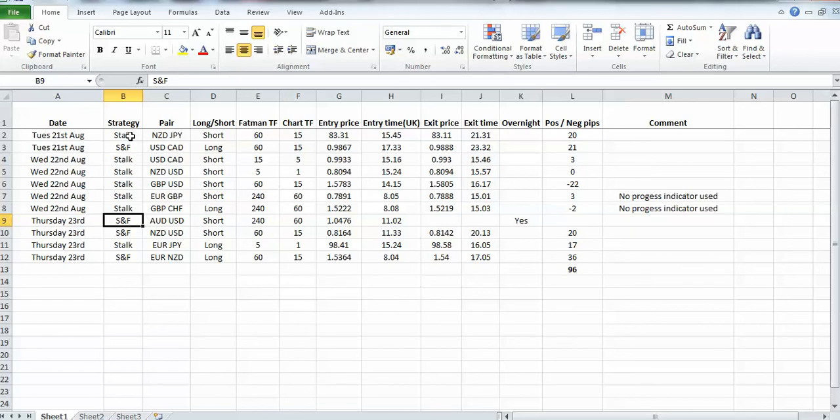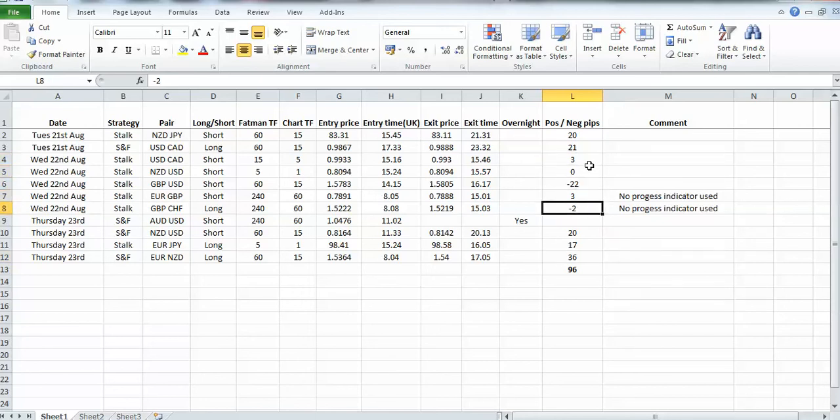We've got the following strategies: the stalk strategy, which is where you just watch the trade until it finishes, or we've got set and forget, which is the S and F here. Okay, and these are the trades I've taken in the trading rooms this week. So as we speak, we've got a 20 pip, a 21 profit, a minus 22, that's a loss, a 20 profit, a 17 profit, a 36 profit, and these little ones here at 3s and 2s I don't really count.